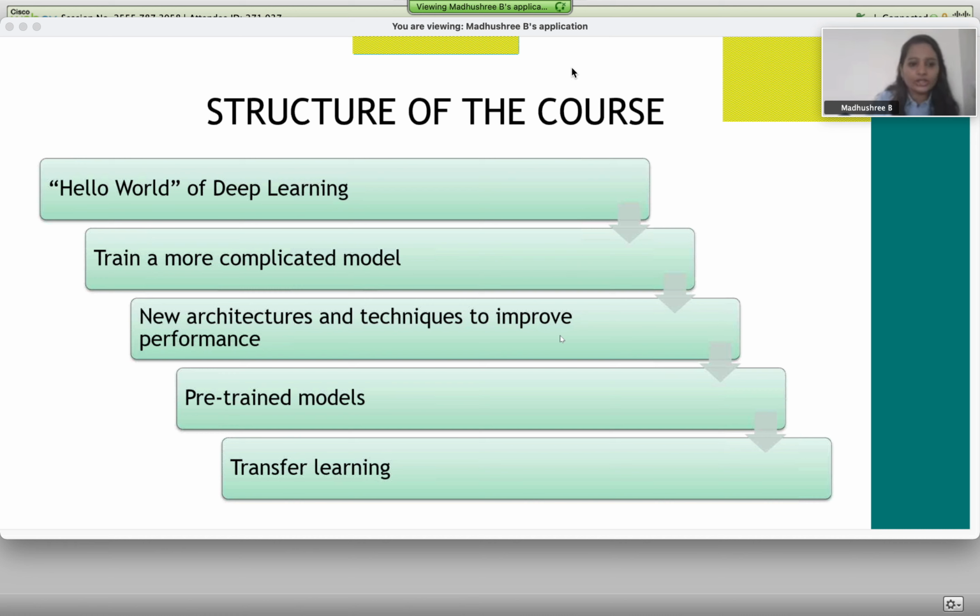So the structure of the course goes like this. There's a hello world of deep learning. I'll show you how it works. And then we train a more complicated model after the hello world program. And then new architectures and techniques to improve the performance of this neural network will be discussed. And we can use one more concept called pre-trained models, where somebody has already done the training and we are going to use the models for our purpose. Then there's a concept called transfer learning. I'll explain in detail when we go to that project.